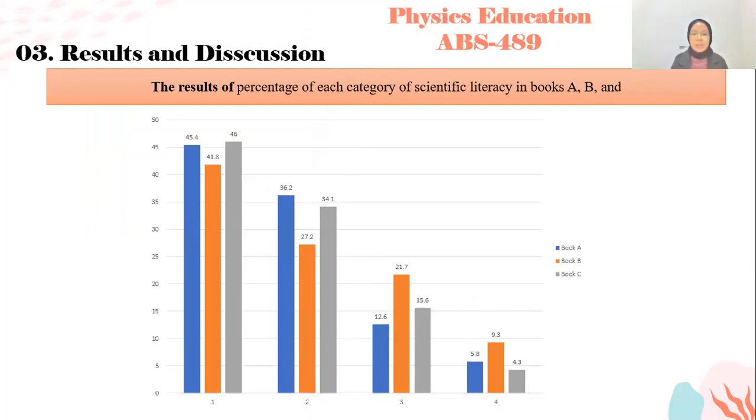And next, the results of the percentage of each category of scientific literacy in books A, B, and C. We can see in the figure that the highest percentage of the aspect the knowledge of science was in book C at 46%. Next, the aspect the investigative nature of science was highest in book A, at 36%. And then the aspect of science as a way of thinking was highest in book B at 22%, while the interaction between science, technology, and society was highest in book B at 9%.